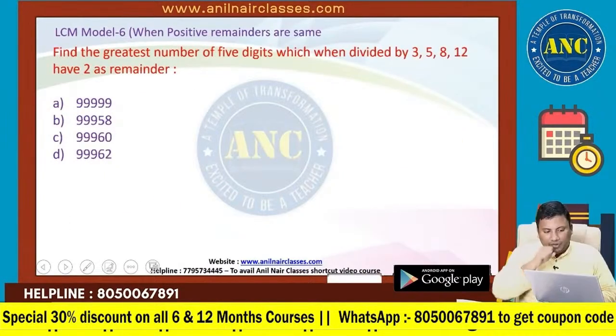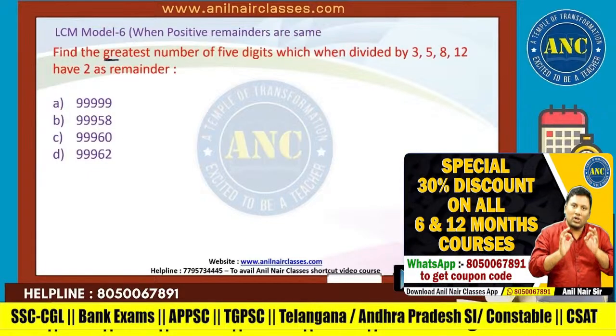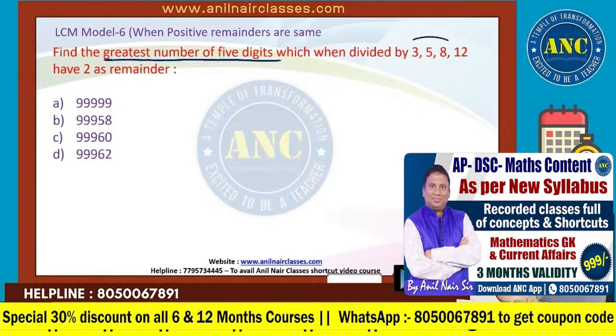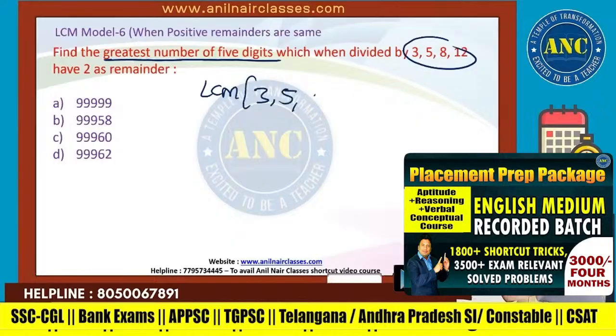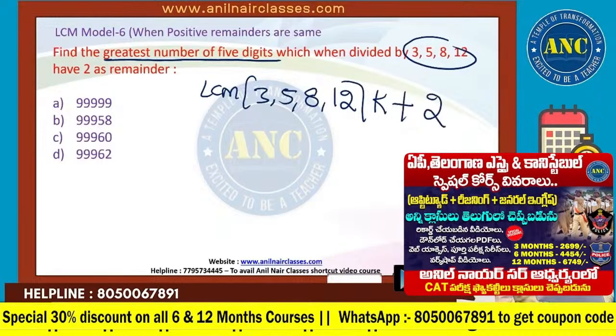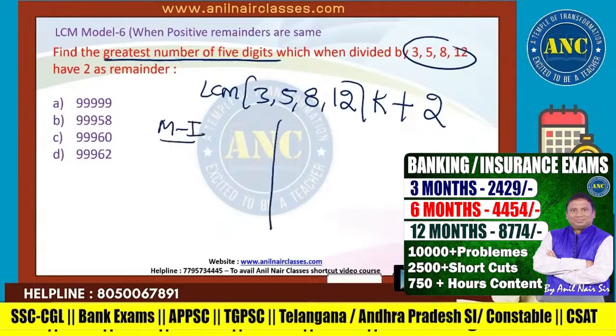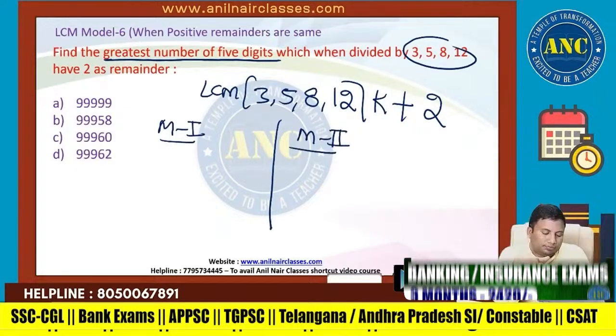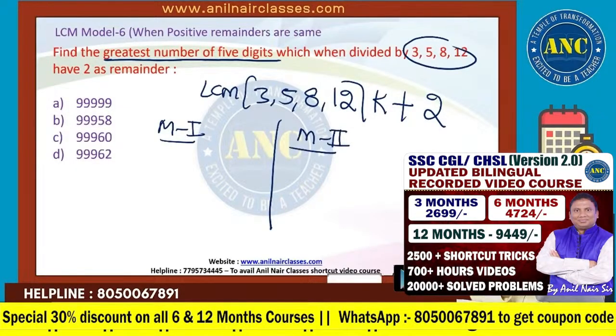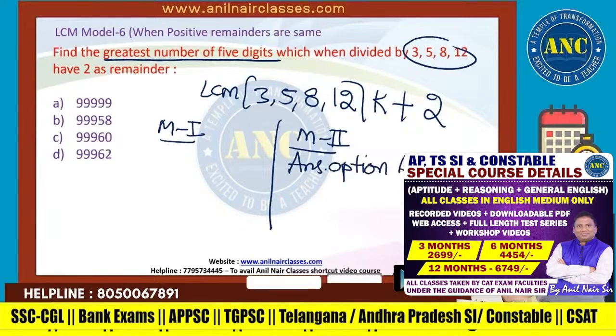Not required. Another one. Find the greatest number of 5 digits which when divided by LCM of 3, 5, 8, 12 into k plus 2. Method 1 and method 2. Method 2 is the answer option approach.